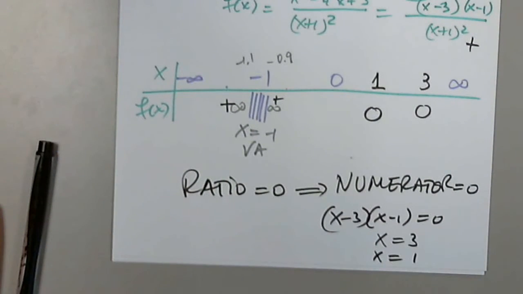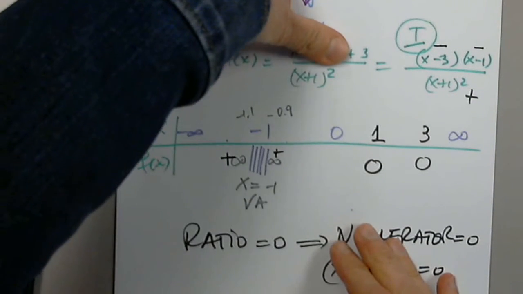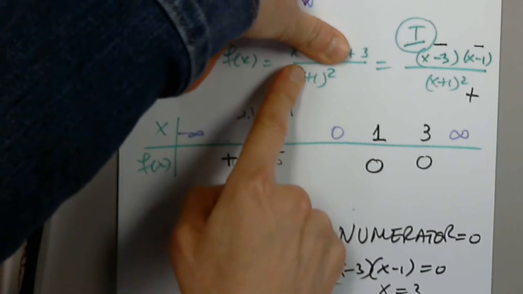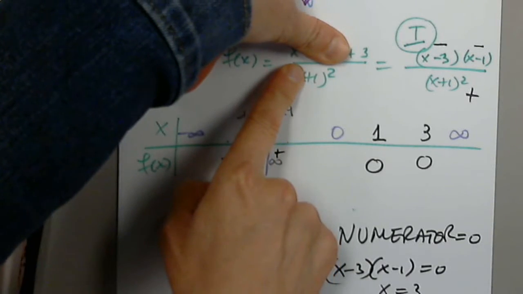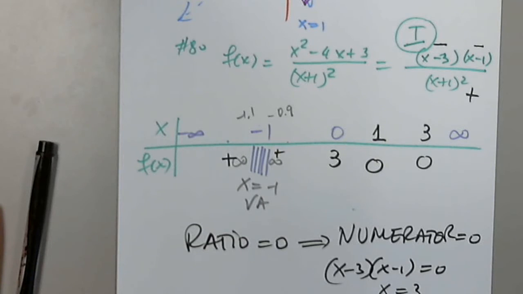Good. What else do I need? Y-intercept. Awesome. How do I find the y-intercept for any function? Indeed. Thank you very much. 3. Okay, one more step. What else do I need?